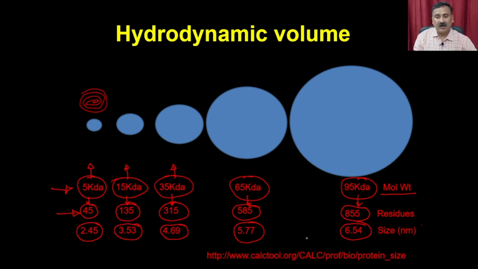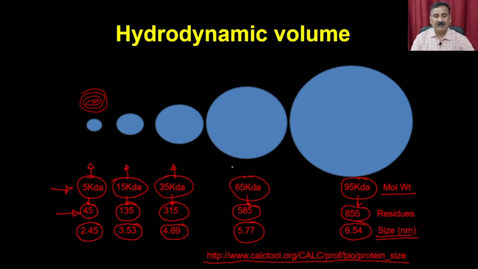What you see in this, and all these calculations, are based on a tool you can use to calculate the size of a protein. If you put the amino acid sequence in this tool, or the molecular weight of that protein, it is going to give you the size of the protein, which means the size of that particular ball.